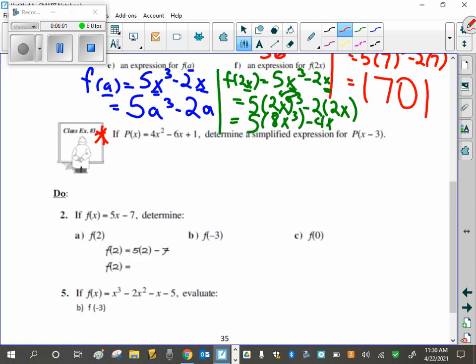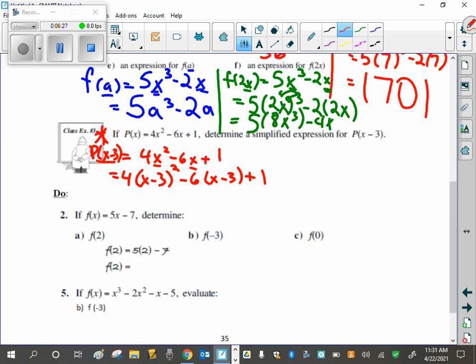And so wherever I see an x, I have to replace it with a binomial, x subtract 3. So 4 times this x turns into x subtract 3 all squared. This x turns into x subtract 3, and then you add 1. Please remember, you do not distribute the 4 into the bracket. You got to do exponents before you multiply. If you distribute this 4 into the bracket, you're distributing it into both brackets, which you can't do, remember?